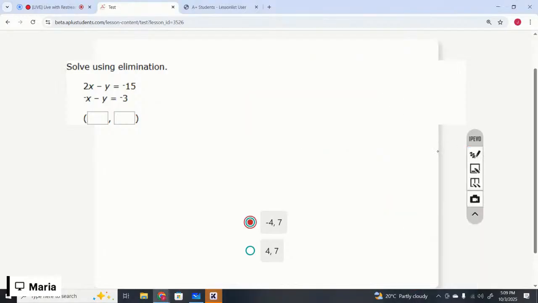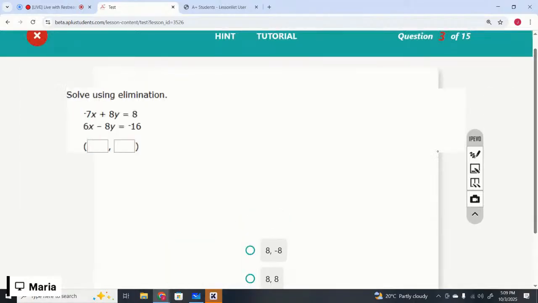Option number 1 is the correct option. They are negative 4 and 7.